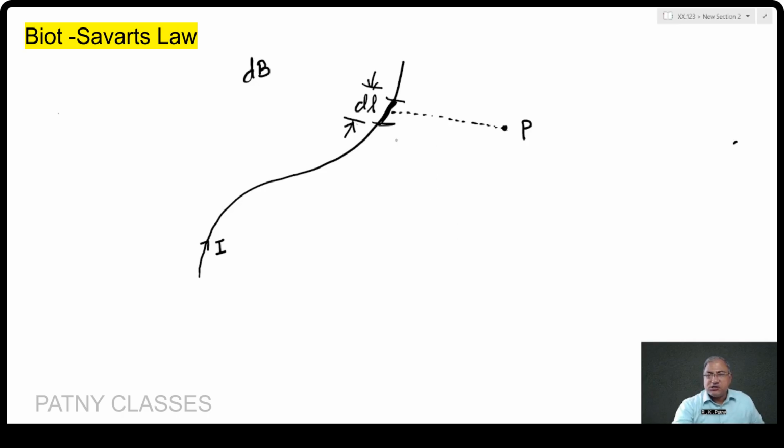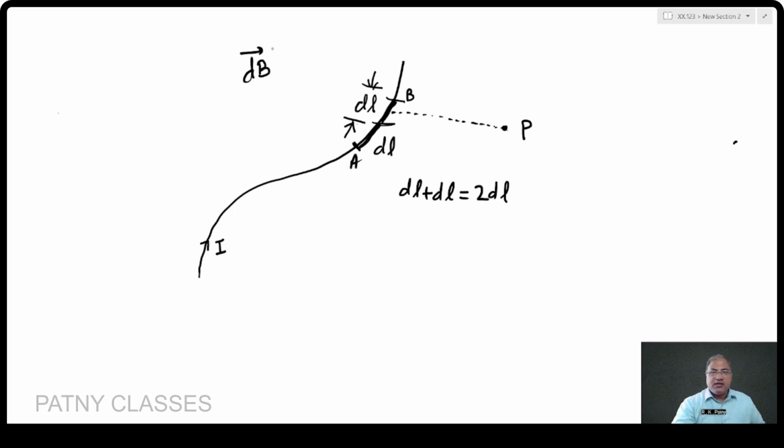Now the magnetic induction depends upon the elemental length dl. If you double the length, suppose length AB equals dl plus dl, the length has become twice. My question is, will the magnetic induction also increase? The answer is yes. When the length of the wire increases, the magnetic induction value also increases.